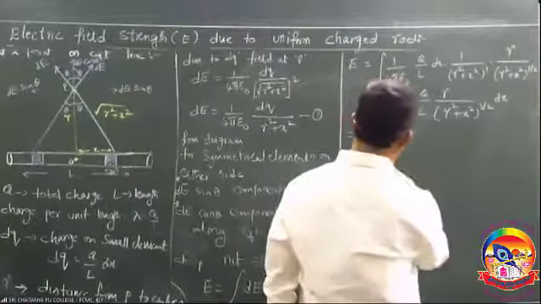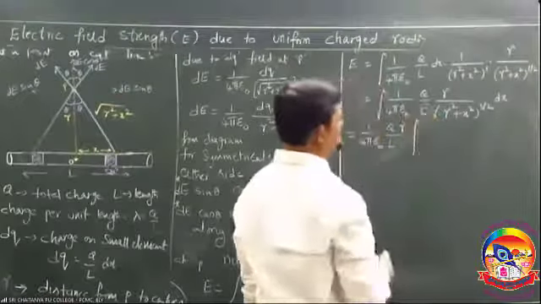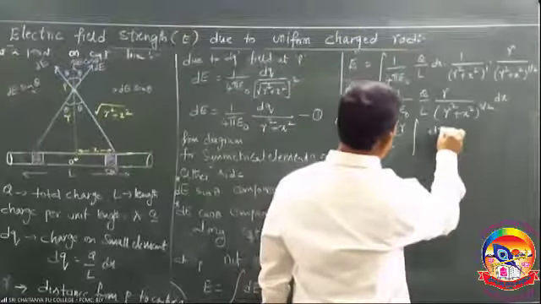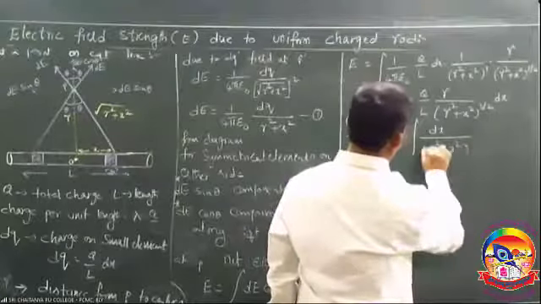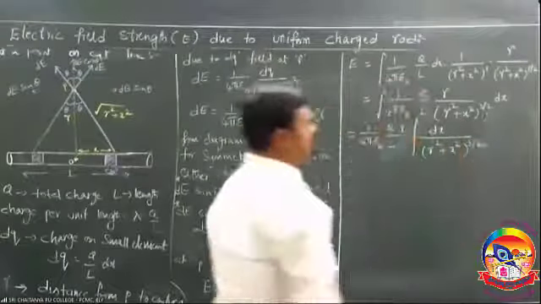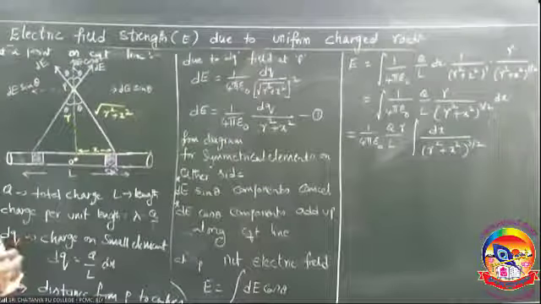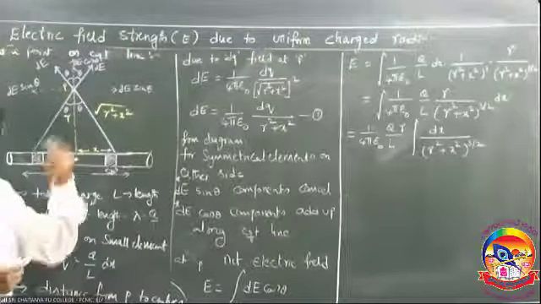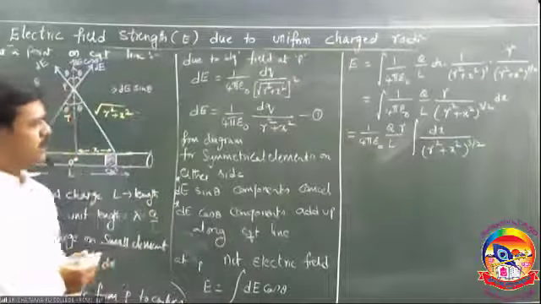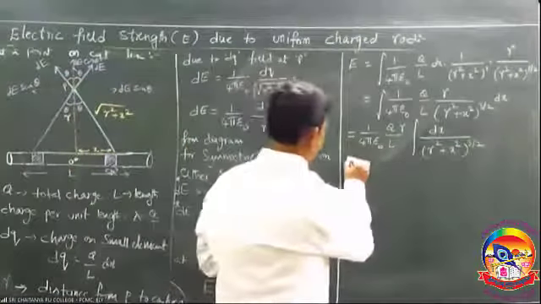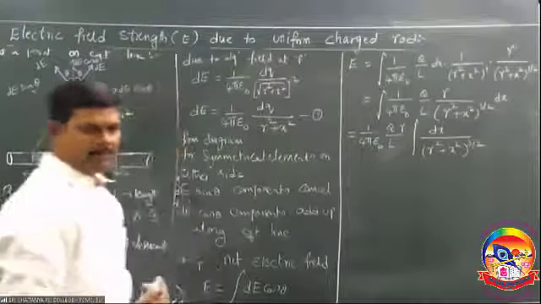What remained inside? Integral dx by r square plus x square whole power 3 by 2. You understand that? It seems a little bit lengthy, but this procedure is very important. In the coming 2-3 chapters also, the same type of procedure will come. Here you need, what is this dx? A little bit of trigonometric part.